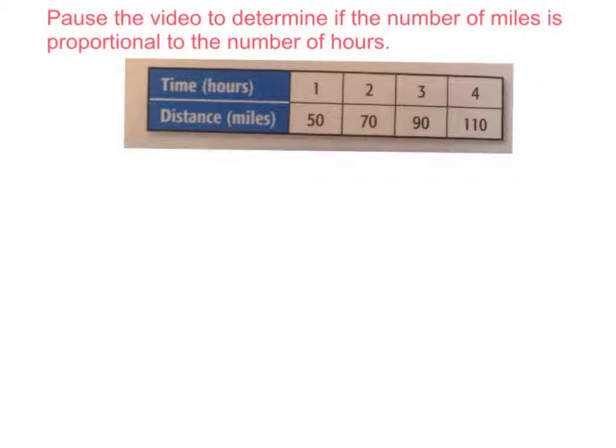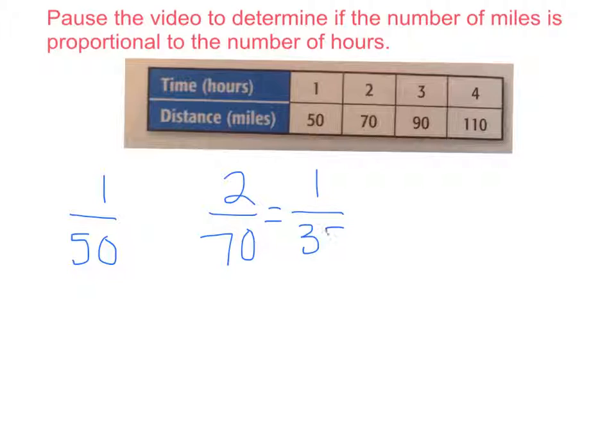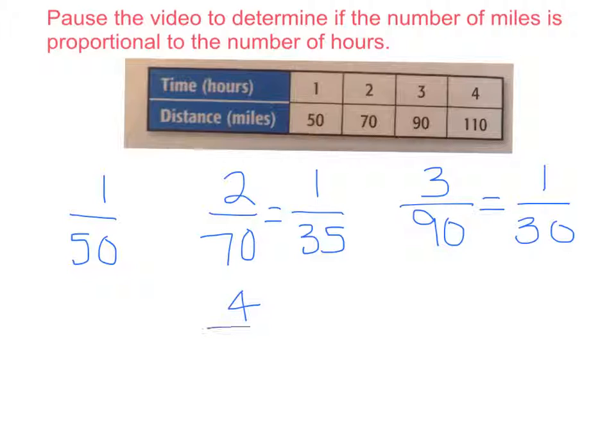Pause the video to determine if the number of miles is proportional to the number of hours. So for the first hour, you travel 50 miles. For the second hour, they travel 70 miles, which simplified is 1/35. For the third hour, they travel 90 miles, which simplifies to 1/30. And for 4 hours, they travel 110, which simplifies to 2/55.